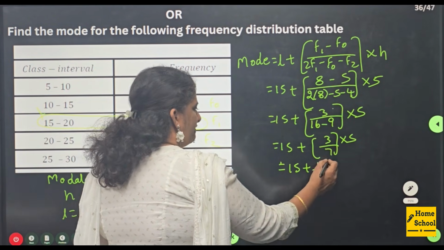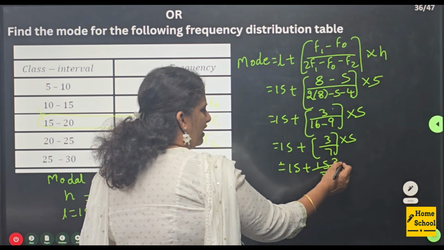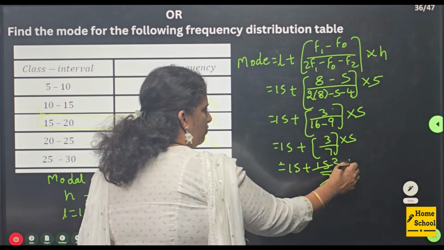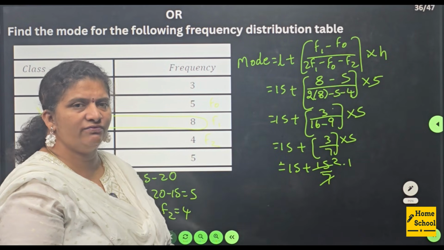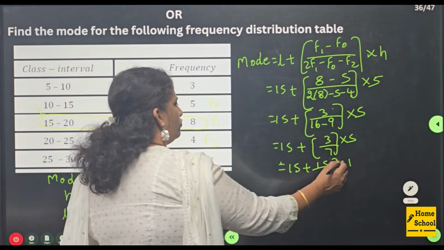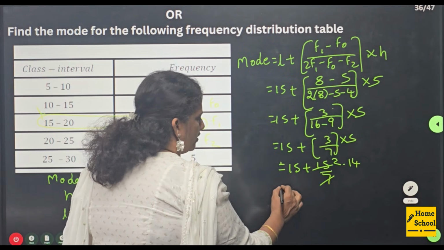Divide 15 by 7. 7 twos are 14, 1 left, point. 7 ones are 7, 3 left, that is 30. 7 fours are 28, so we get 2.14. You stop.